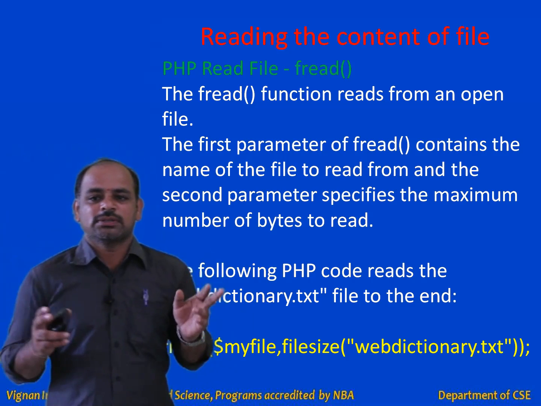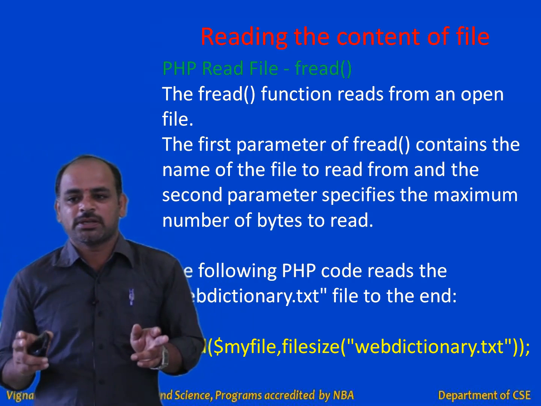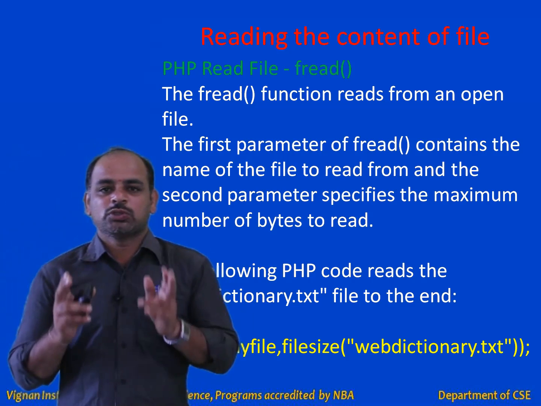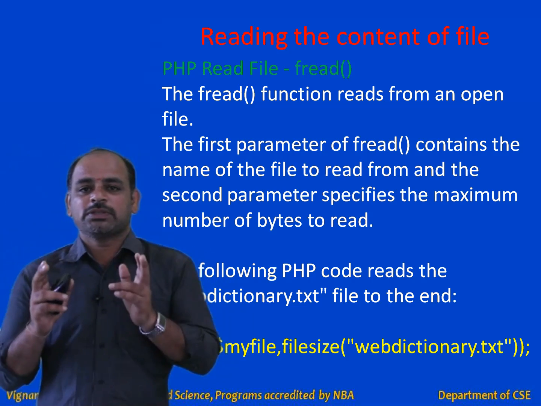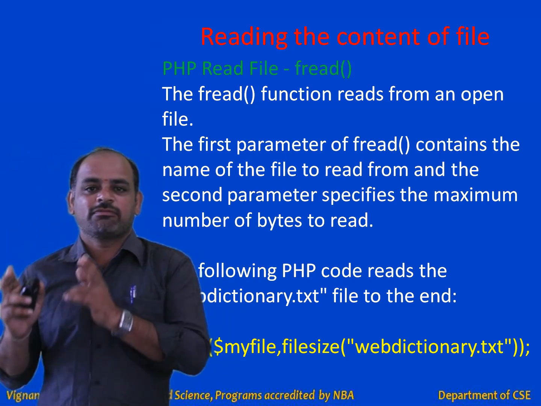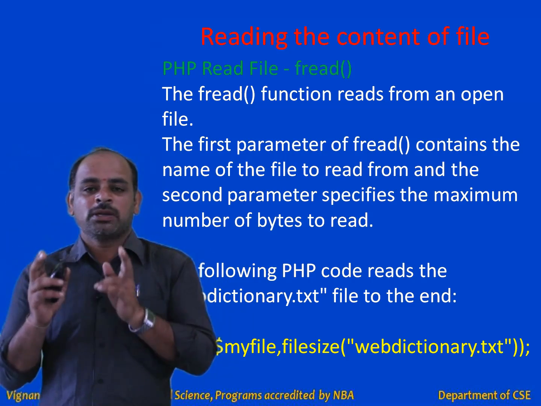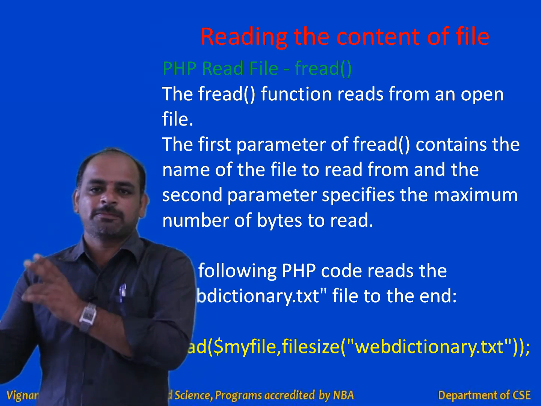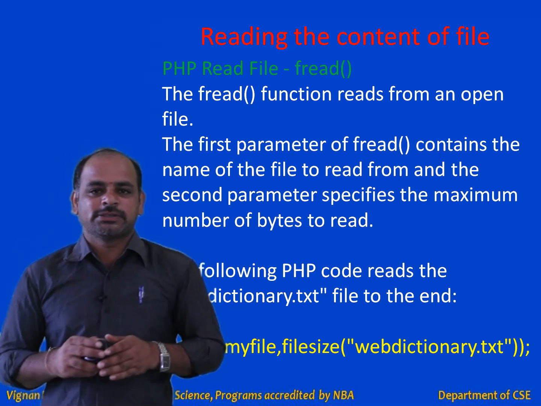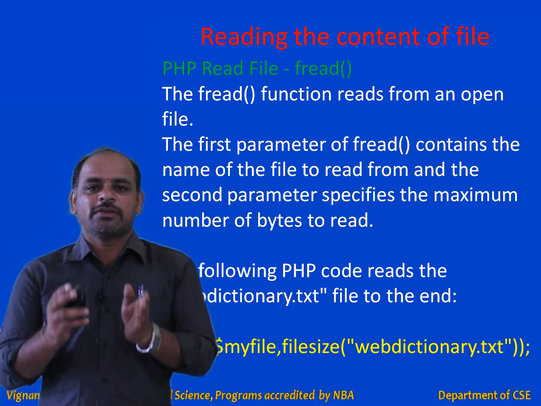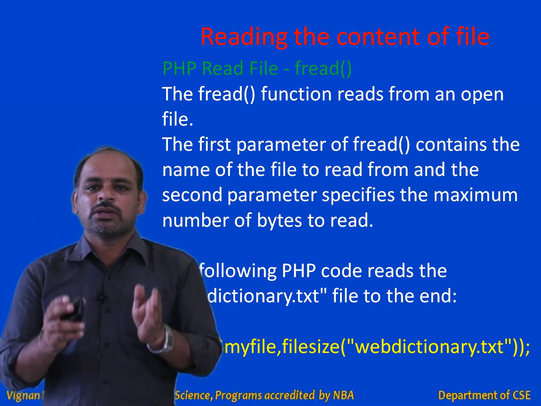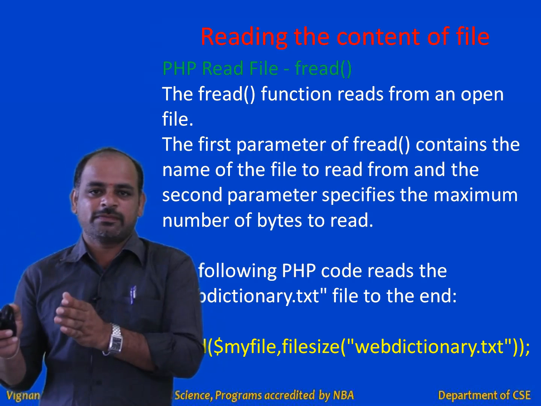The fread function has 2 basic parameters. One is the file name on which you want to perform the read operation, and another one is the size, the file size. That means how many bytes you want to read from that particular file. For example, if the file size is 500 bytes and you want to read the first 200 bytes of data, then you can read only the first 200 bytes of data from that file.